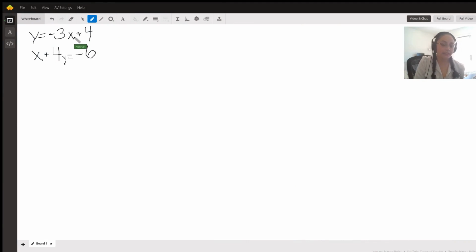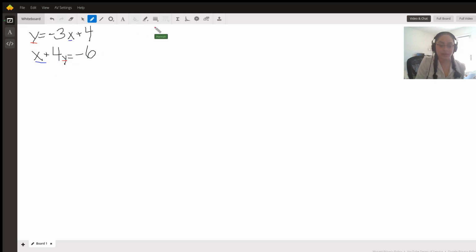This math problem asks us to solve a system of equations. y equals negative 3x plus 4 and x plus 4y equals negative 6. To solve a system of equations, you want to solve for y, figure out what y is equal to, and you want to solve for x.